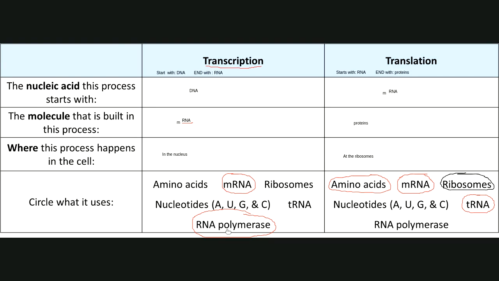And the other thing that's involved in this process of transcription are the pieces that I use to build the mRNA. And those pieces are called nucleotides. So I string together my nucleotides, my A's, my U's, my G's, and my C's. I string them together using the enzyme RNA polymerase to build mRNA. So these are the things that are involved in the process of transcription. And these are the things, like we highlighted over here, that are involved in the process of translation.